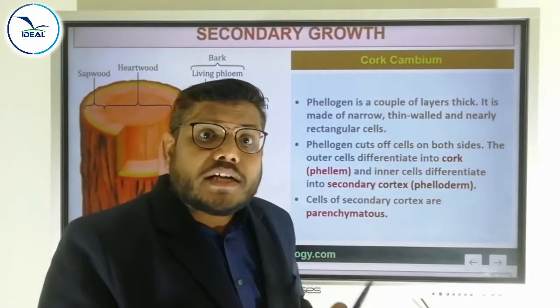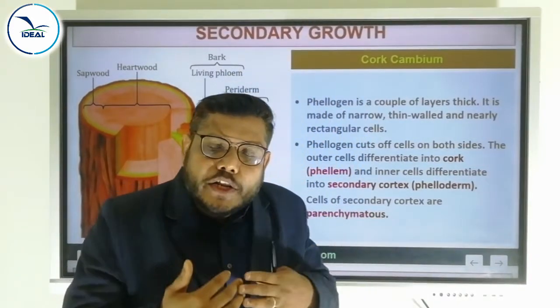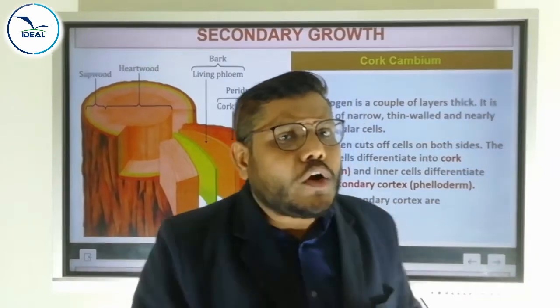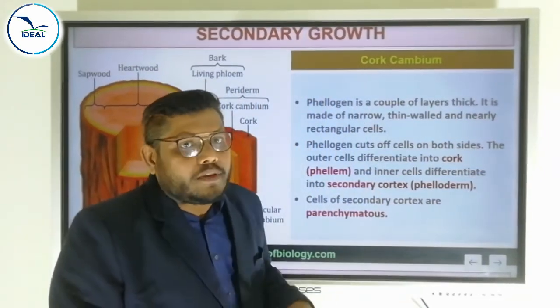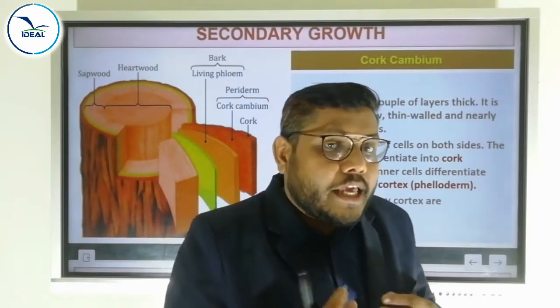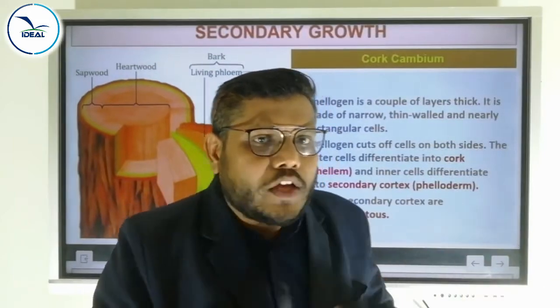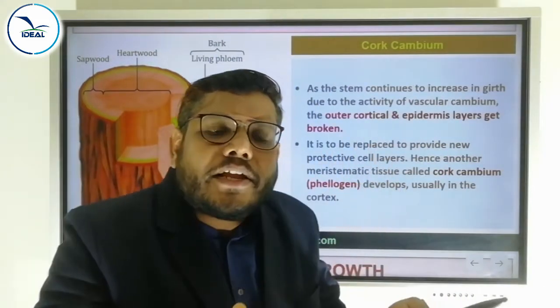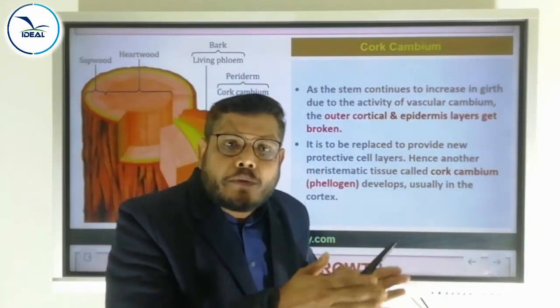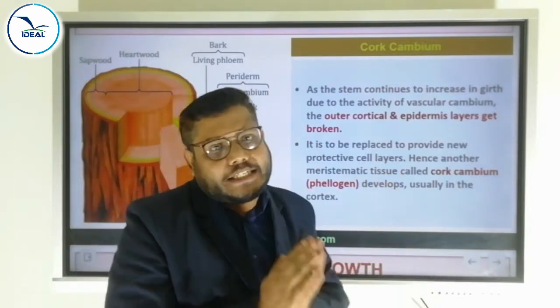Next one, extrastelar secondary growth. We already know that extrastelar secondary growth takes place by the activity of the cork cambium, which is one kind of lateral meristem. What is cork cambium? Another name for cork cambium is phellogen. What is cork cambium or phellogen? It is the secondary lateral meristem which originates from the extrastelar region, from the cortex.